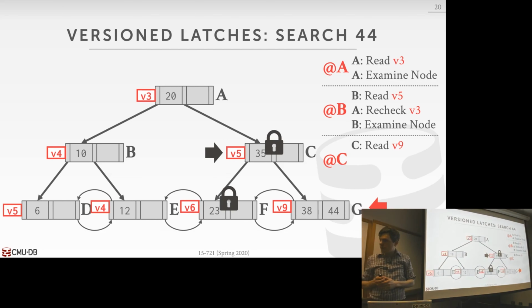I just want to confirm, do you restart from C or restart from... So question, do you restart from C? So again, it's like the BW-Tree. I think you always restart from the root.